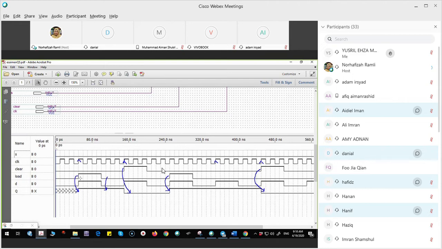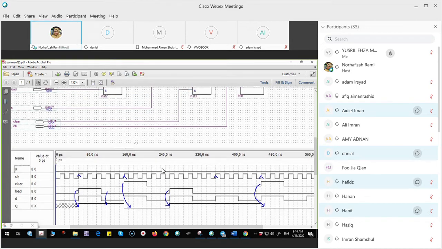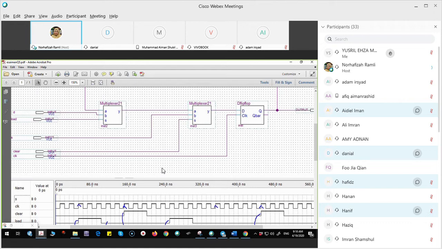If your load is 1, when your load is 1, that means it will select. Who's going to explain this one? Am I explaining or are you explaining?